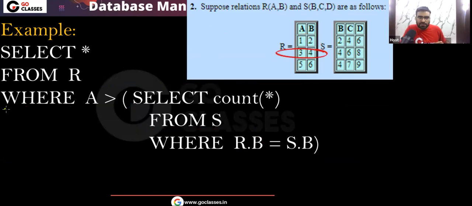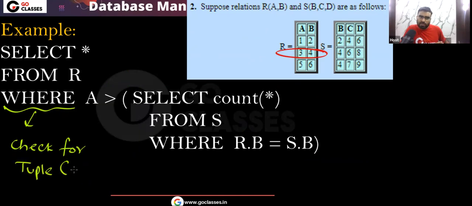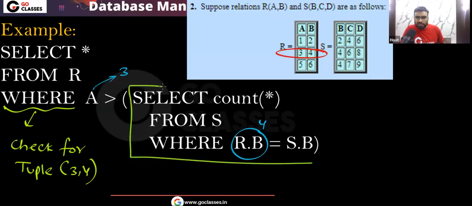Now we will check for the next tuple, tuple 3 comma 4. Now we are checking for 3 comma 4. What is the value of A? That is 3. What is R.B? We are checking for this tuple 3 comma 4. R.B is 4. So you tell me what is the output of this inner query.